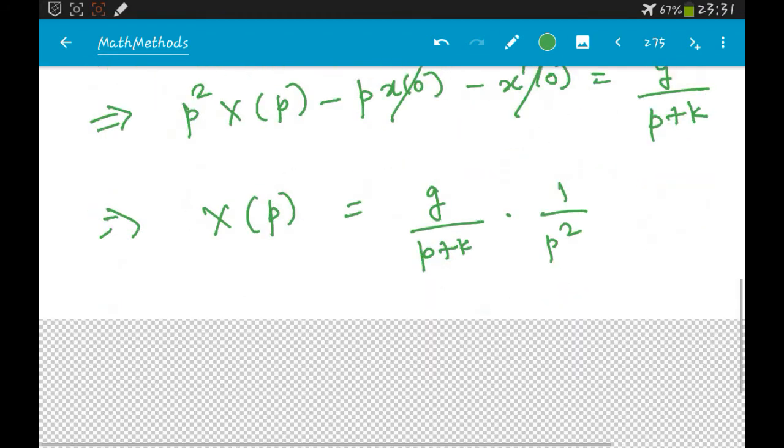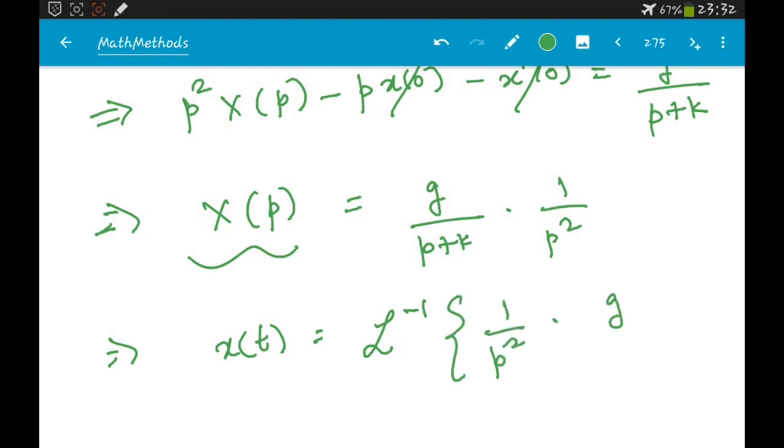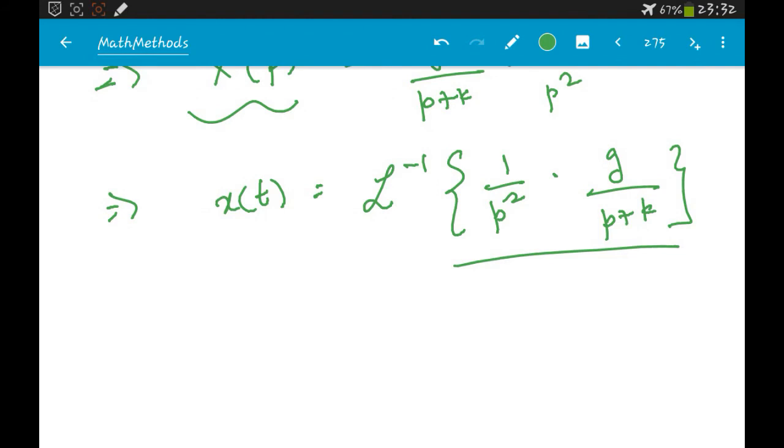Okay. So this is in the form of the Laplace transform of x of t. Capital X of p is nothing but the Laplace transform of x of t. So in order to get x of t, you have to take the Laplace inverse of 1 by p square into g by p plus k. Now if you look at this equation, this is a product of two functions in p. So this you can call capital F of p, and this you can call capital G of p.